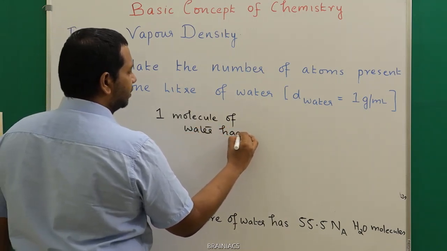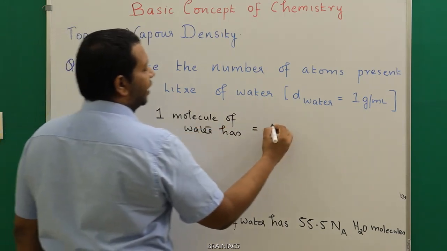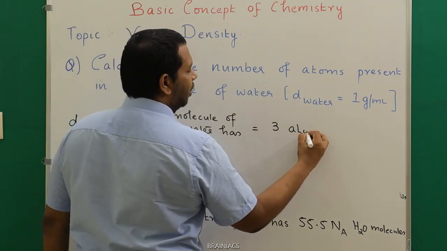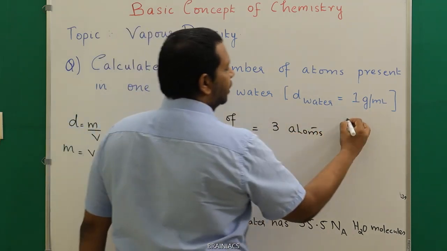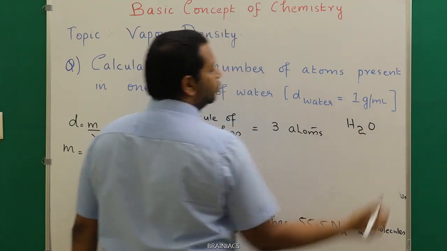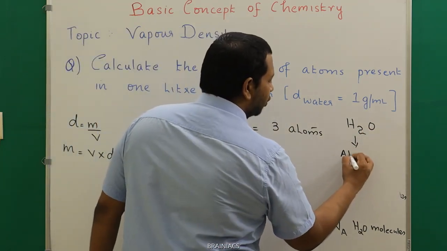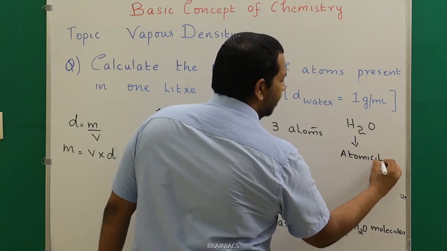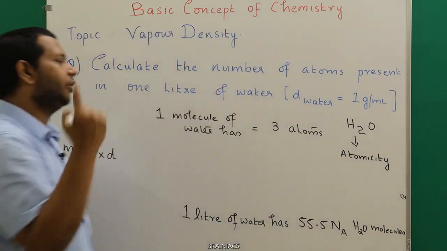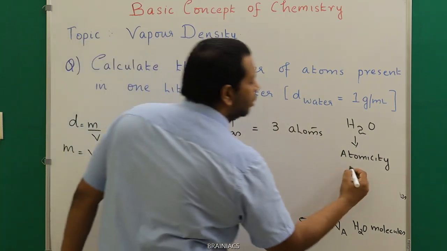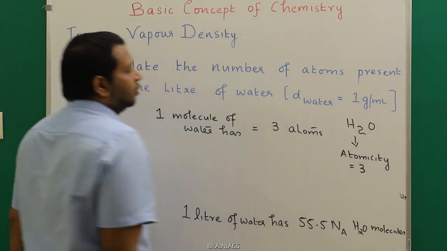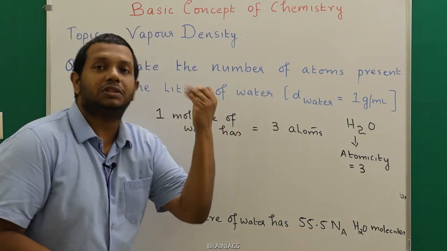has how many atoms? 3 atoms. How are these 3 atoms coming? We know that one molecule of water means H2O. Correct, H2O. So its atomicity is what? Atomicity represents the number of atoms present in one molecule. So its atomicity is equal to 3. So I know that in one molecule you have 3 atoms.